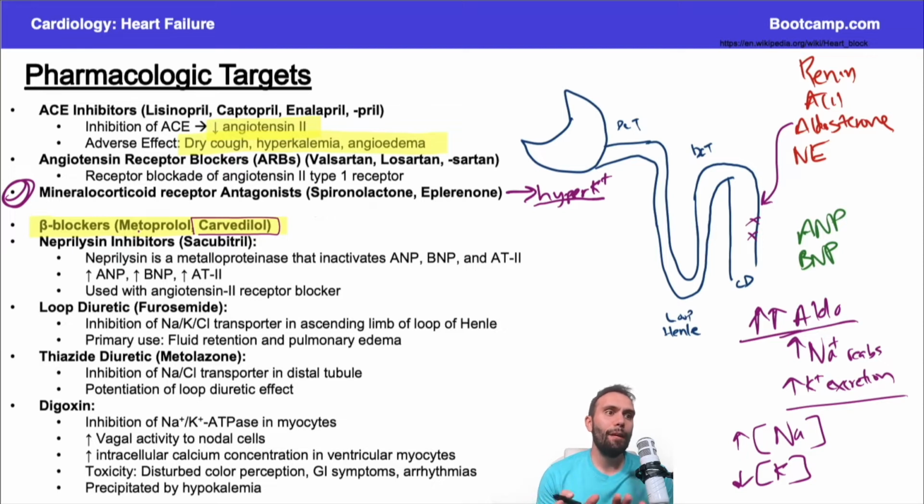Probably not. Remember, what beta blockers are going to do is they're going to slow the heart rate. They're going to decrease contractility. You don't want to decrease contractility in an acute exacerbation if the ejection fraction is low. Okay, so that's the one thing to remember about beta blockers.